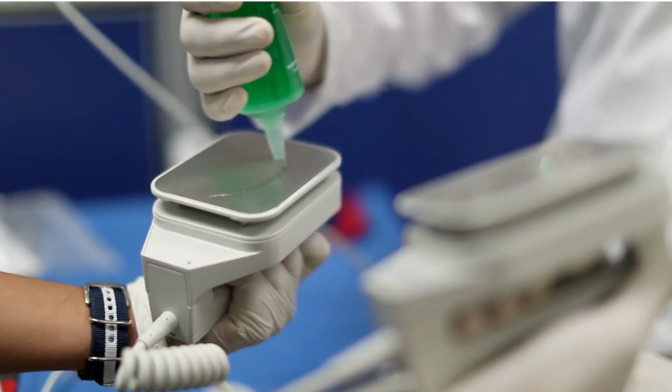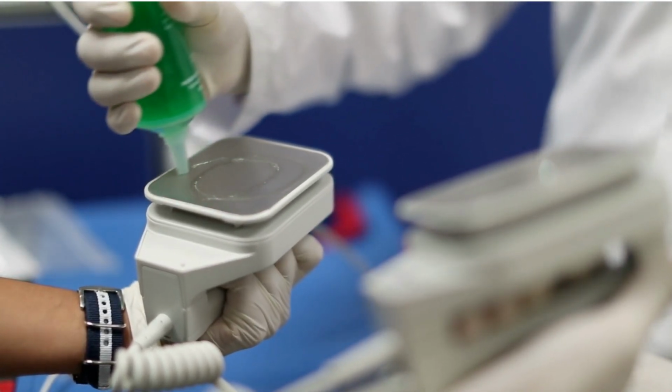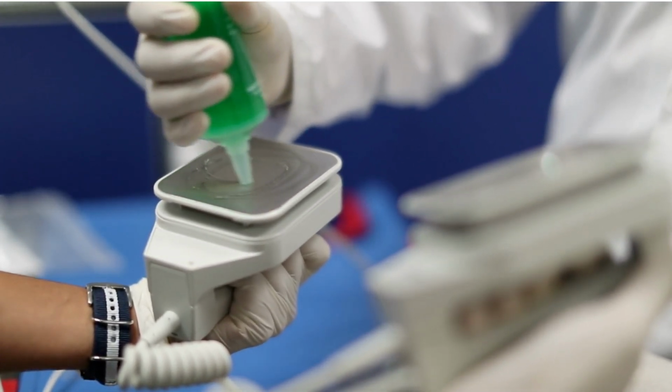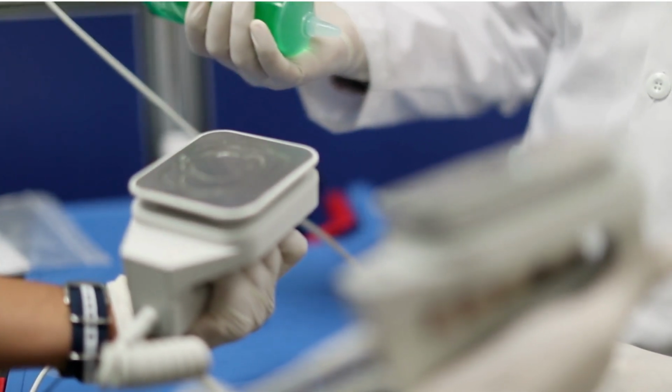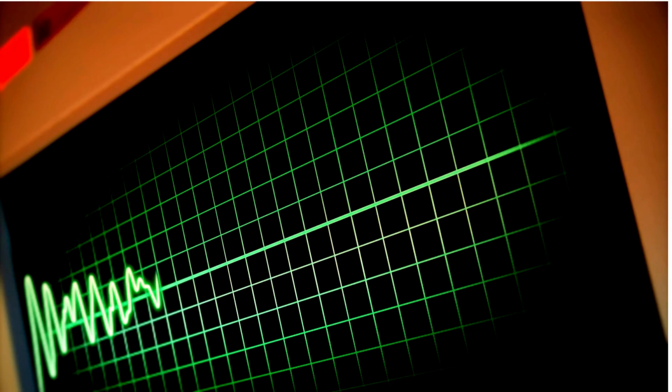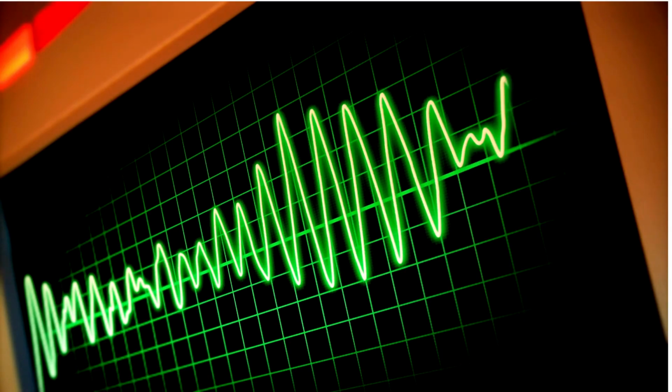Remember, time is muscle. Your ability to instantly recognize the difference between a normal baseline and a lethal rhythm is quite literally the defining line between life and death. So memorize these concepts, understand the underlying physics, and you won't hesitate when it truly counts.